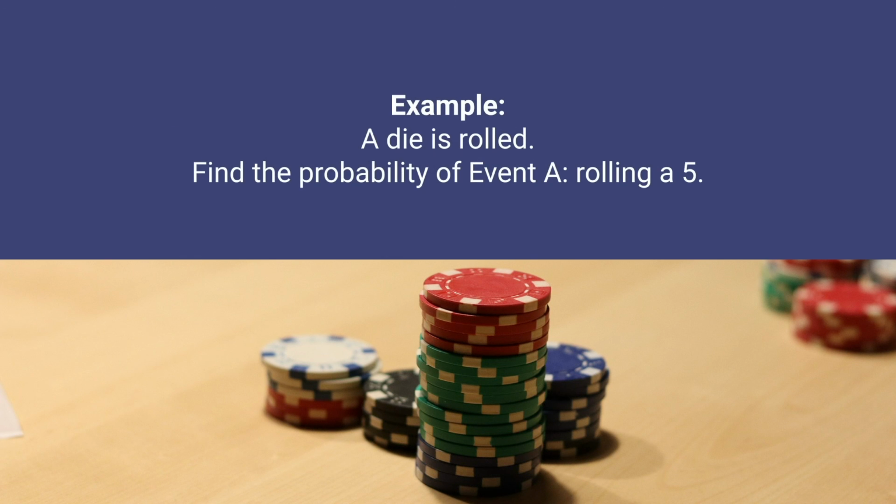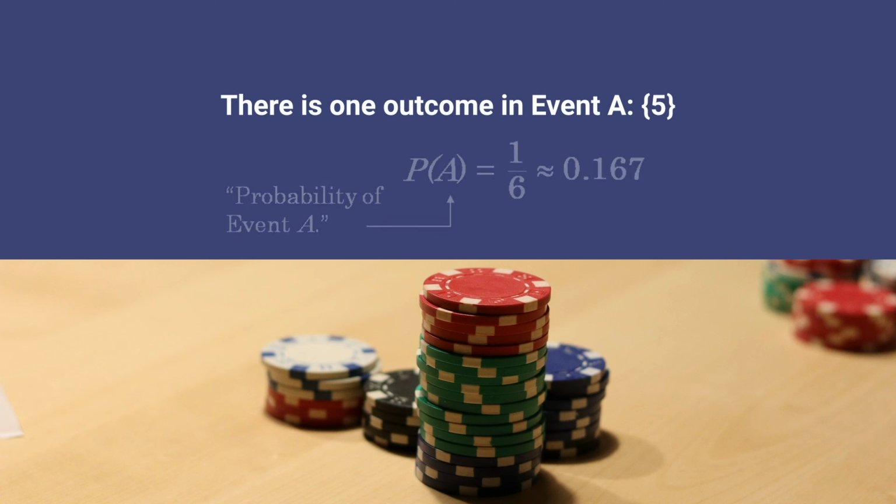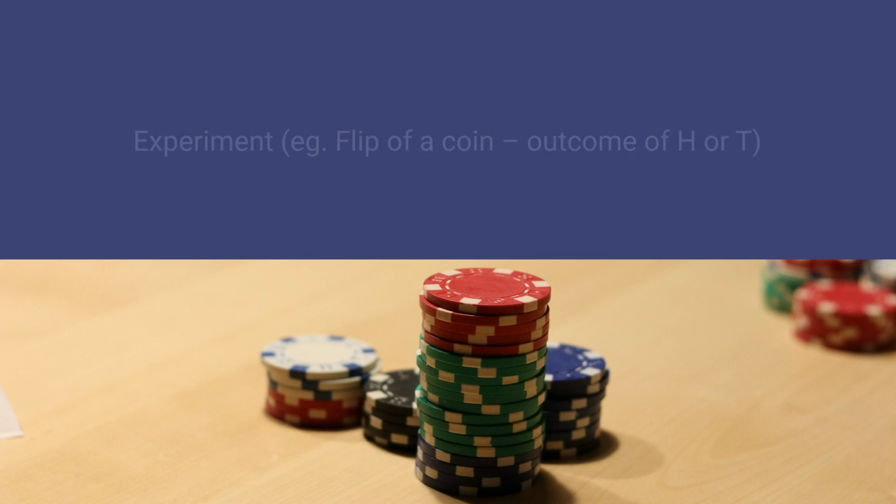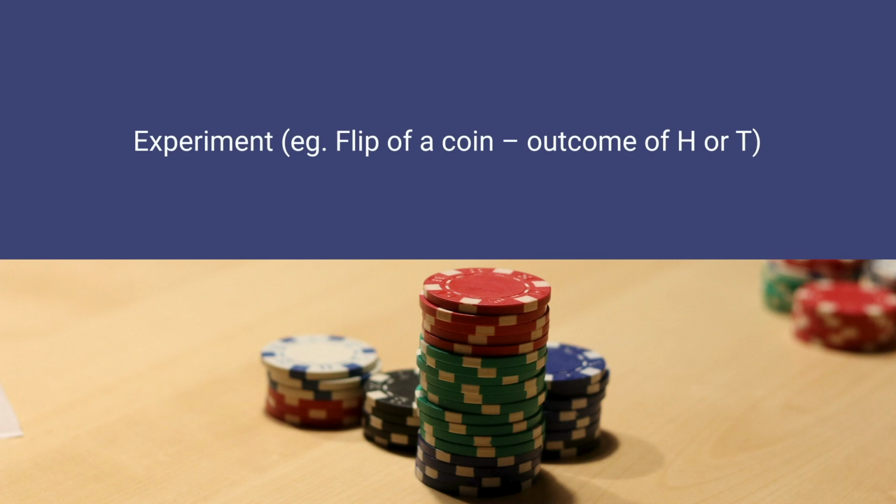An example: a die is rolled, and find the probability of event A, rolling a 5. The outcome of event A is 5, so the probability of event A is 1 by 6, which equals 0.167. This is the way by which we are going to calculate using the classical method.